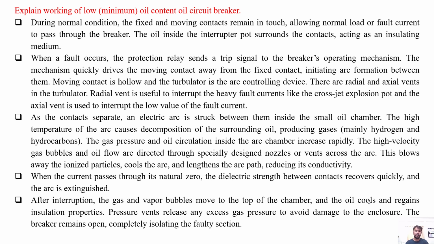These pressure vents release any excess gas pressure to avoid damage to the enclosure or the breaker. The breaker remains open, completely isolating the faulty part from the healthy one, and it remains in the open condition until it is closed manually or automatically by the operator. So this is the simplest explanation of the working of a minimum oil content circuit breaker.